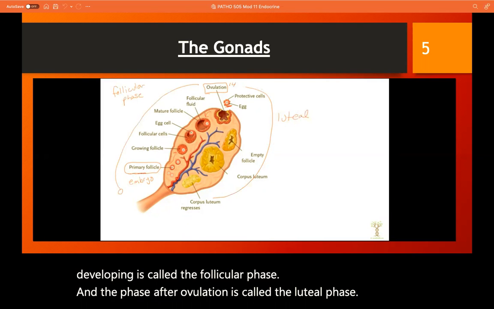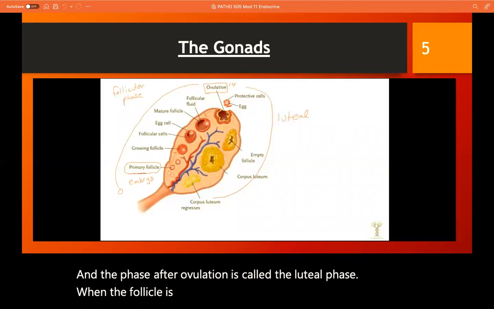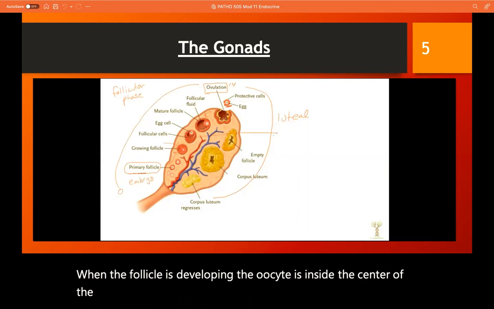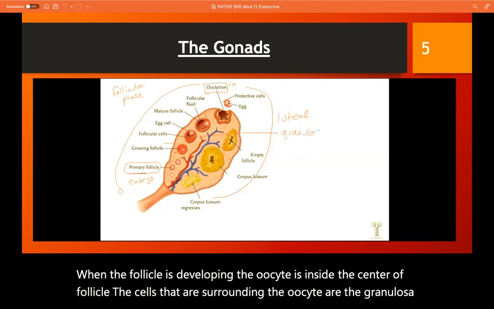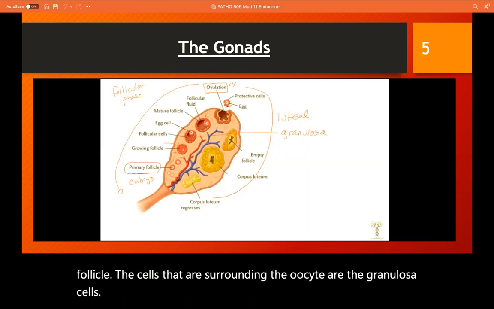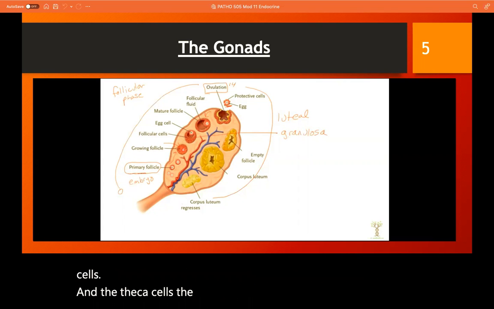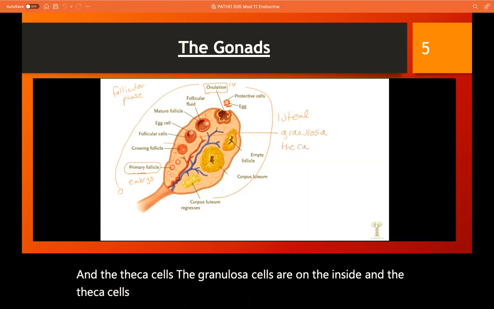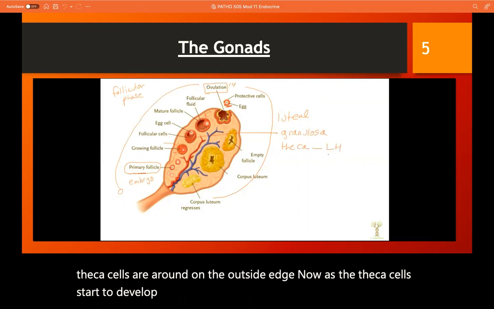Now, when the follicle is developing, the oocyte is inside the center of the follicle. The cells that are surrounding the oocyte are the granulosa cells and the theca cells. The granulosa cells are on the inside and the theca cells are around on the outside edge. Now, as the theca cells start to develop, they produce luteinizing hormone receptors.